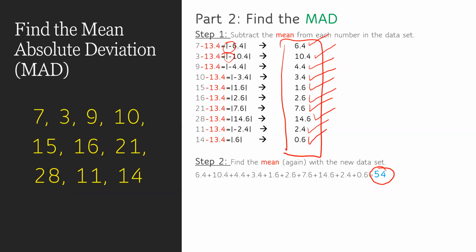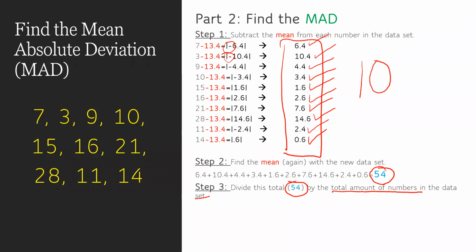And so the last step is to divide this 54, this total, by the total amount of numbers in the data set, which we know, of course, that that total amount is 10. So in this case, if I divide 54 by 10, I have a MAD of 5.4. And it's that easy, everybody.